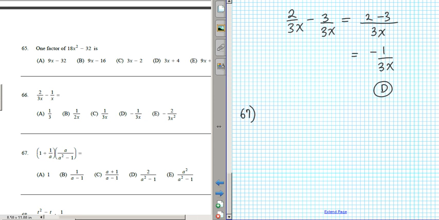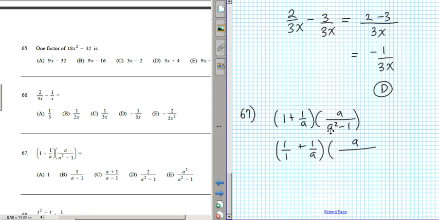So 67, you have 1 plus 1 over a times a over a squared minus 1. Okay, so for this one, we're multiplying. How about we evaluate what the value of this expression is first, and then we'll see what we can do with this. Okay, so to do this part, this is a fraction, that's a fraction. So I want to write both of them as fractions. So we have 1 over 1 plus 1 over a. Okay, and then on the right side, we have a over, let me factor this out.